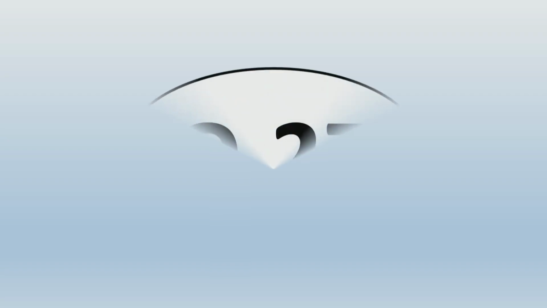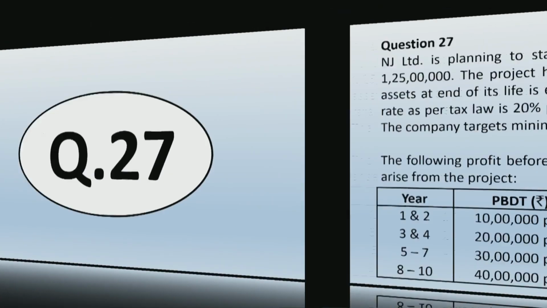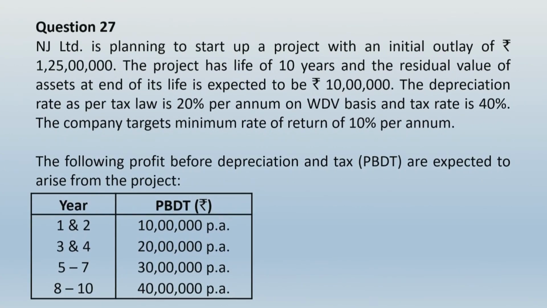So let us begin with question number 27. Let us read this question first. NJ Limited is planning to start up a project with an initial outlay of rupees 1 crore 25 lakhs. The project has life of 10 years and the residual value of assets at end of its life is expected to be rupees 10 lakhs.